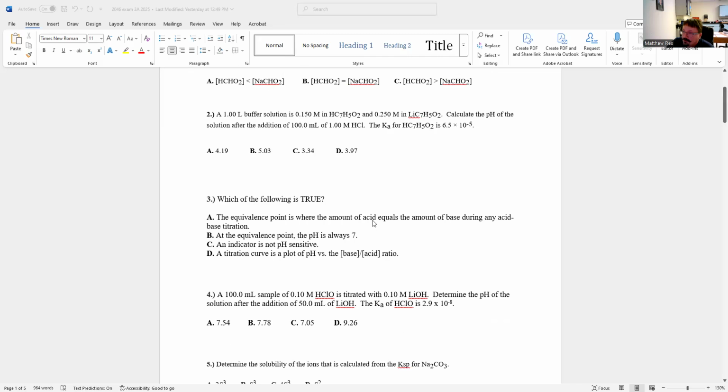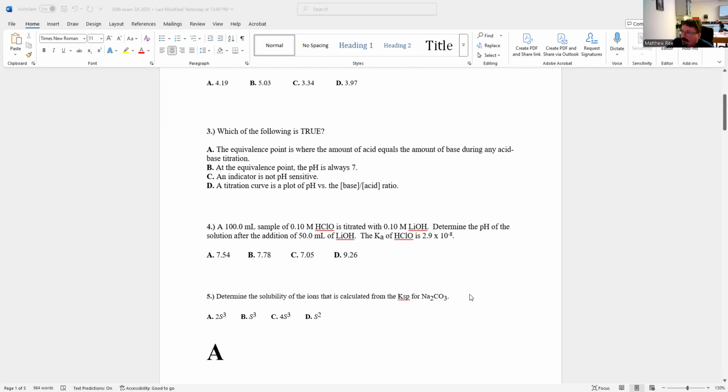An indicator is not pH sensitive. That's not true. Indicators are pH sensitive. They become protonated or deprotonated and then have different colors depending on that. And a titration curve is a plot of pH versus not the base to acid ratio, but the volume of titrant that we have. Now we have a titration problem here for 4.